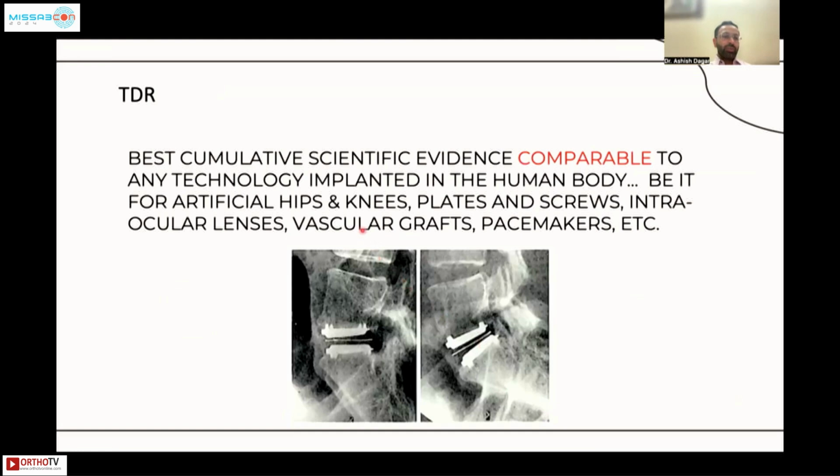With total disc replacement, we have the best cumulative scientific evidence comparable to any technologically developed implant in the human body, be it artificial hip replacements, knee replacements, plates or screws. We have to just trust the data and adopt this technology.